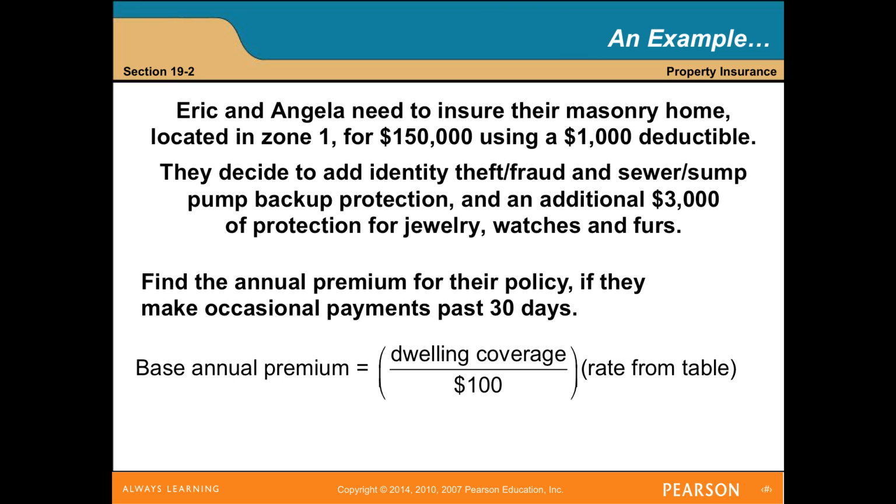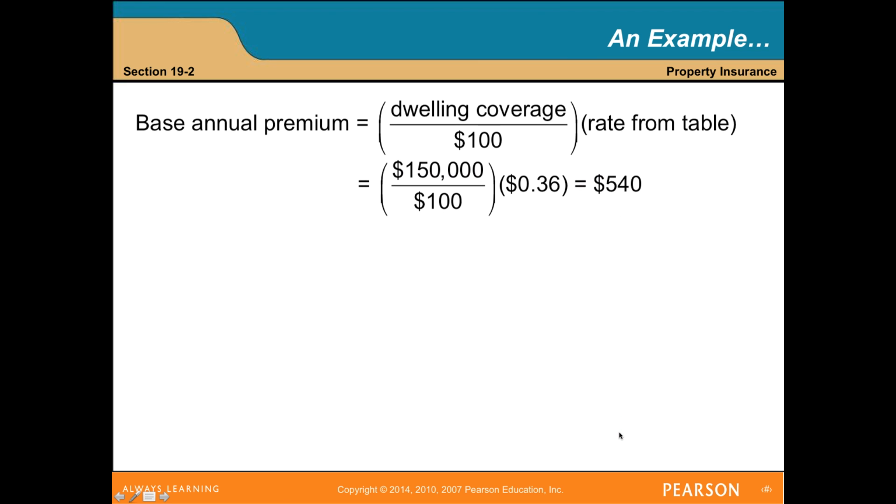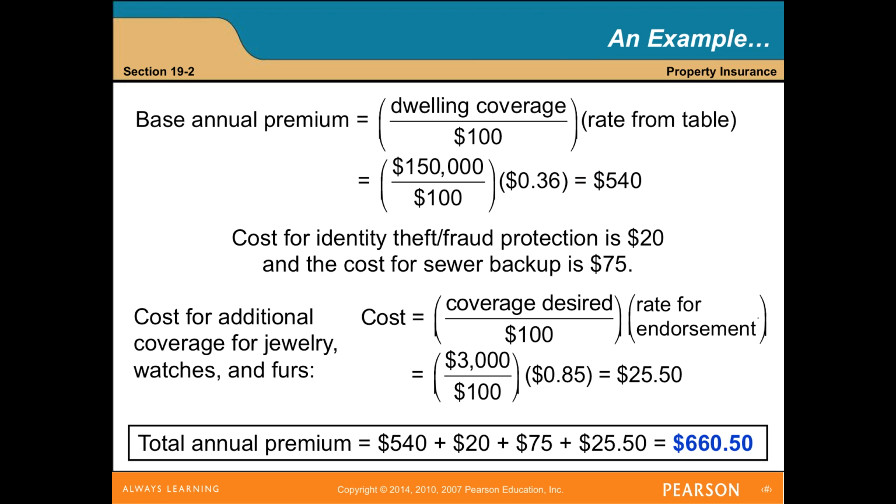Base annual premium equals dwelling coverage over 100 times the rate. So $150,000, which is given from the problem, over 100 times 36 cents equals $540. Cost for the identity theft fraud protection is $20, and the cost for the sewer backup is $75. Cost for additional coverage for jewelry, watches, and furs, right? So here we have the cost, which equals the coverage desired divided by 100 times the rate for the endorsement.